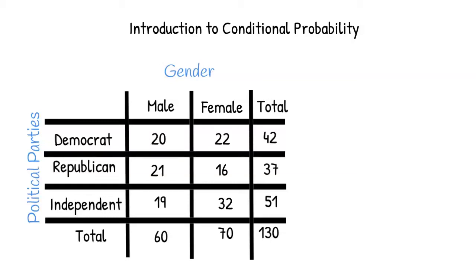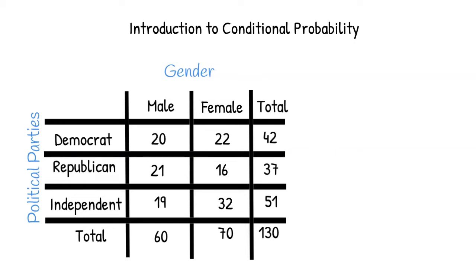In this video, we'll be introduced to the concept of conditional probability. Conditional probability is the chance that an event will occur given that we know another event has occurred. In a previous video, we looked at contingency tables.